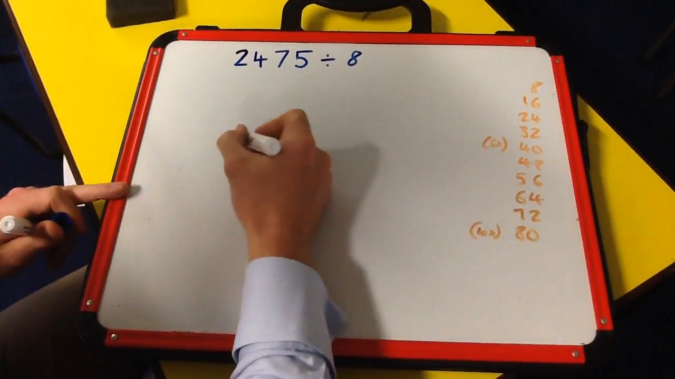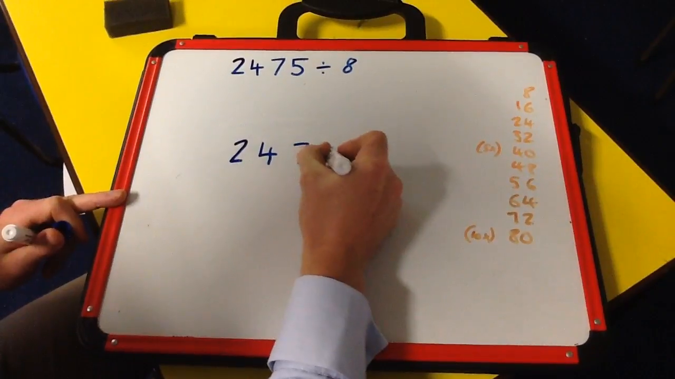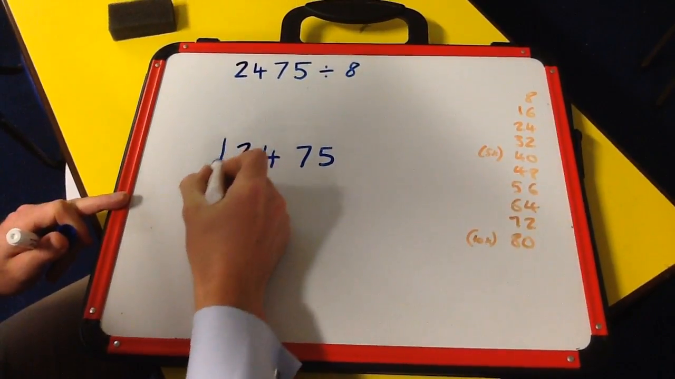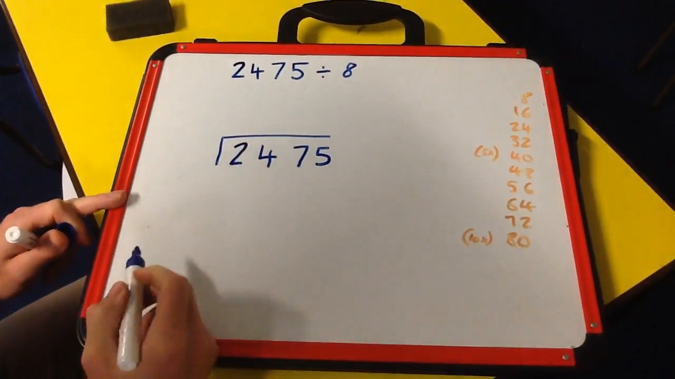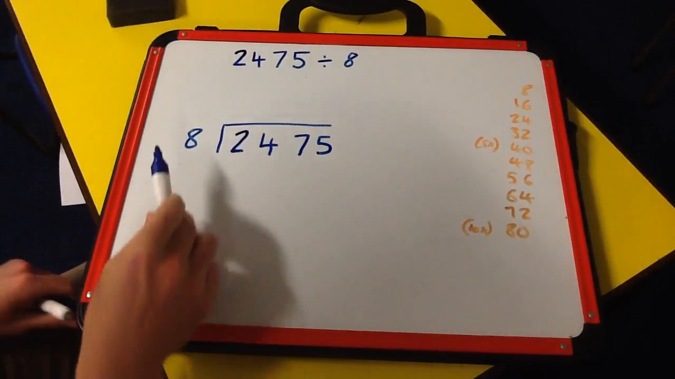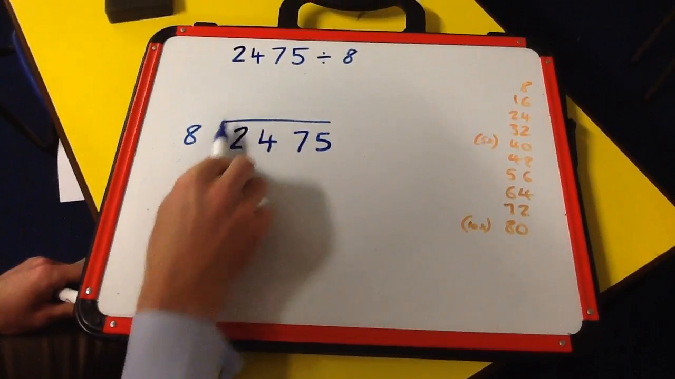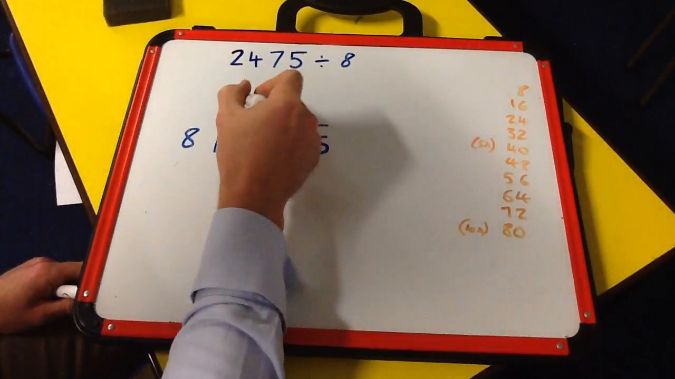Now I'm going to set it out, 2,475 dividing by, and that's the bus stop shape that we make, 8. Firstly we do, how many 8s are in 2? Or 2 is smaller than 8, so you can't get any 8s in there, so that's going to be 0.